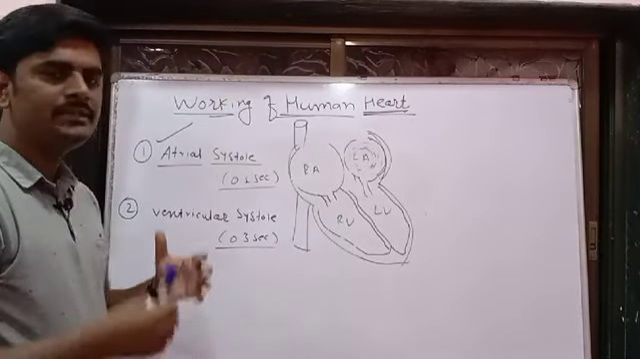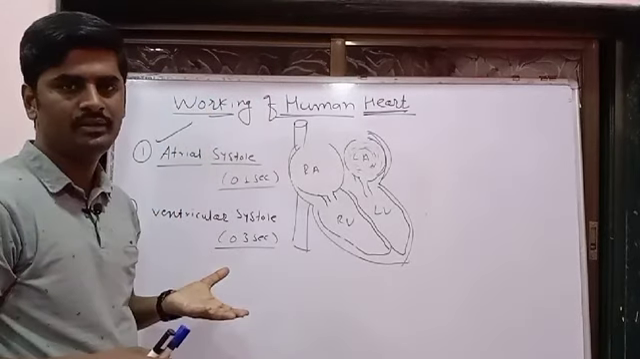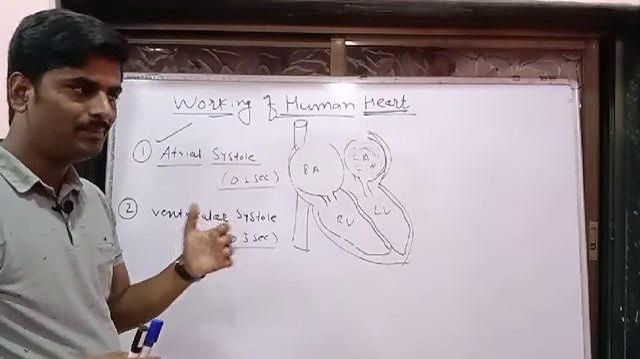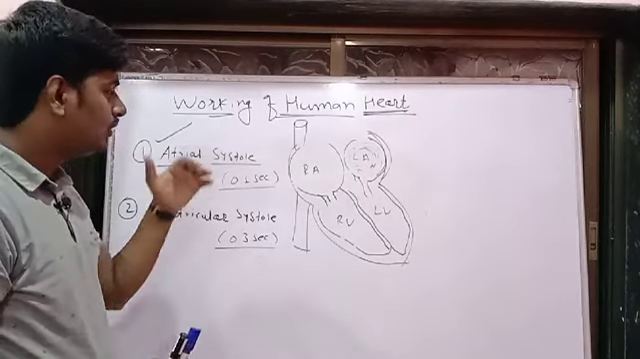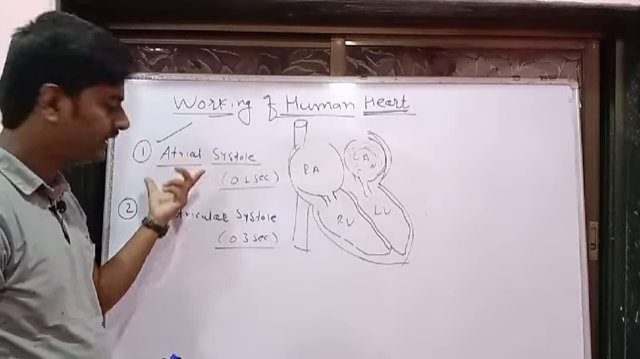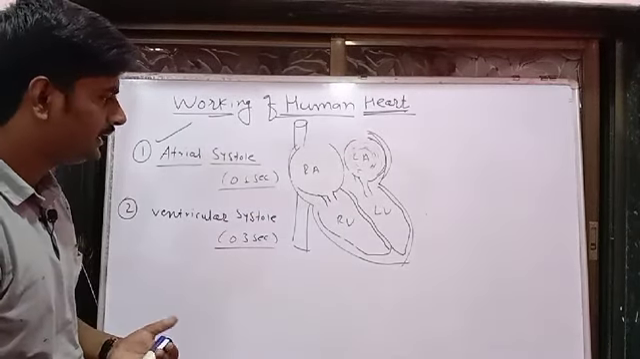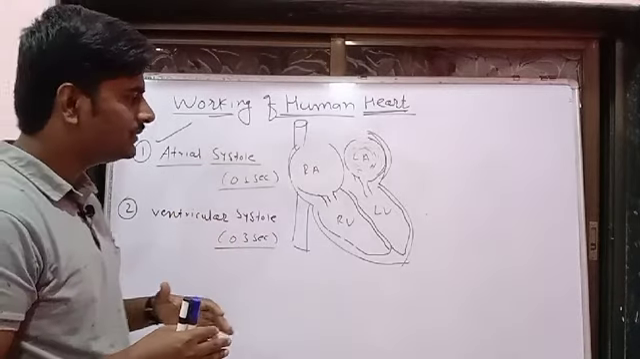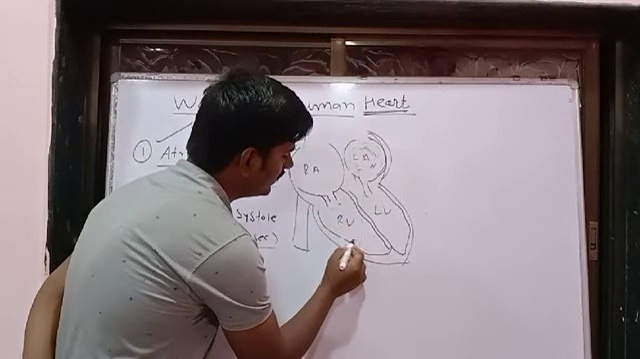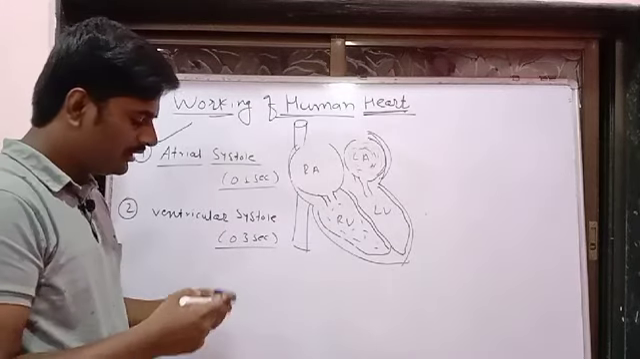We are going to discuss the working of the human heart, so we have to study the exact mechanism of how one heartbeat takes place. It requires 0.8 second. Out of this, we already discussed 0.1 second for atrial systole, and ventricular systole requires 0.3 second. What kind of changes take place here is very interesting. Look at this. Here the right ventricle contains which blood? Deoxygenated blood.